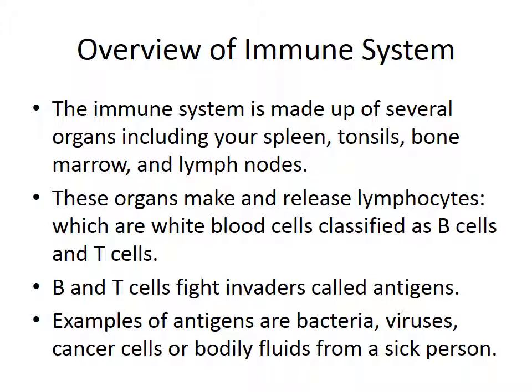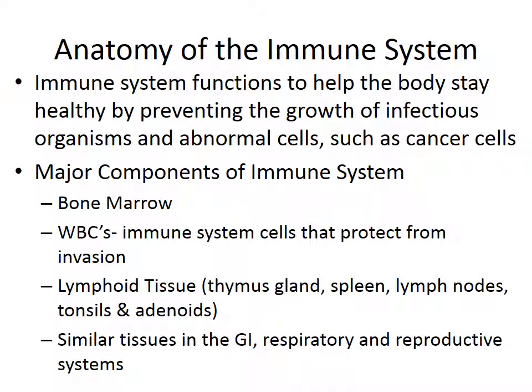The immune system is made up of several organs, including your spleen, tonsils, bone marrow, and lymph nodes. These organs make and release lymphocytes, which are white blood cells that are classified as either B cells or T cells. B and T cells fight invaders called antigens. Examples of antigens are bacteria, viruses, cancer cells, or bodily fluids from a sick person.